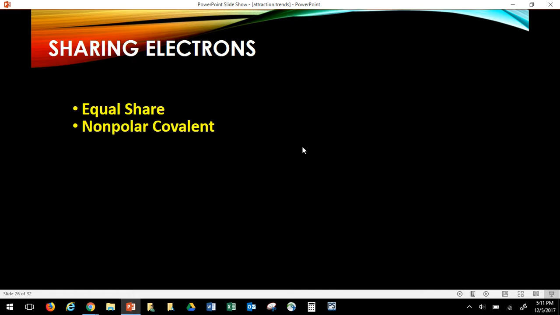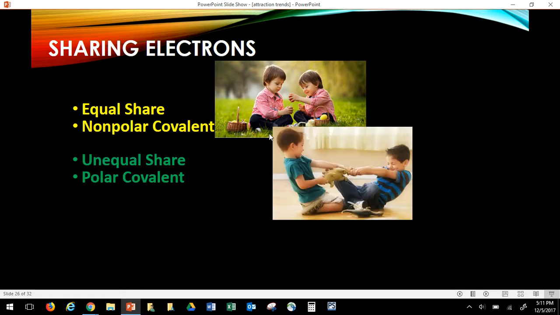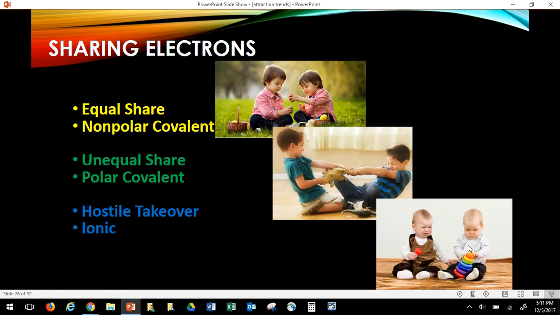So sharing electrons, you can have multiple ways of sharing. There can be sort of an equal share, which we call nonpolar. There can be an unequal share, where they're quote unquote sharing this teddy bear, but this kid really has it more than that kid. And there's also just this hostile takeover, like we just saw, which is ionic, where basically one has complete possession over the electrons and the other one doesn't.